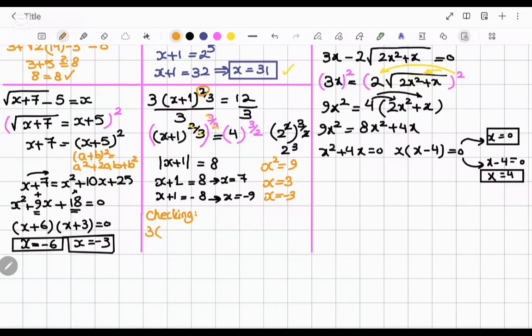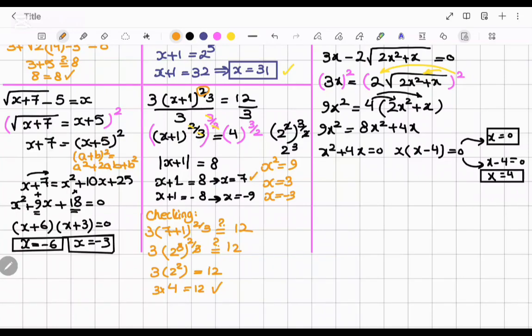So first I'm going to check the 7 part. We want to know if 3 times 7 plus 1 to the power of 2 over 3 is going to be equal to 12 or not. So 7 plus 1 is 8. And I know that 8 is 2 to the power of 3, to the power of 2 over 3. This 3 and this 3 are gone. And then 2 to the power of 2 is going to be 4, and then 4 times 3 is going to be 12. So yes, this is going to work, okay?